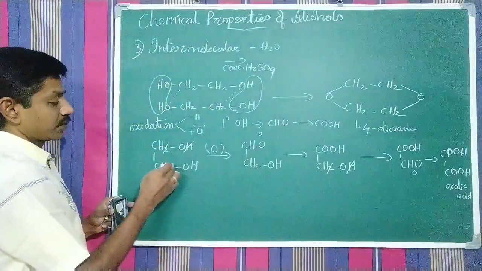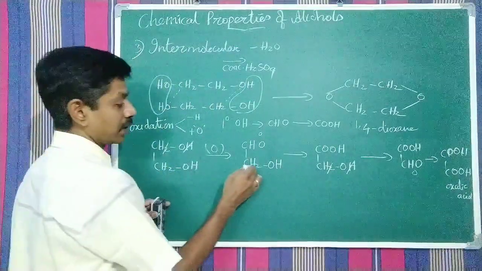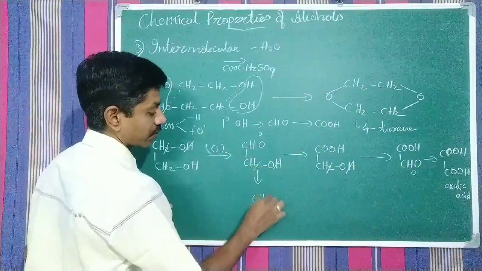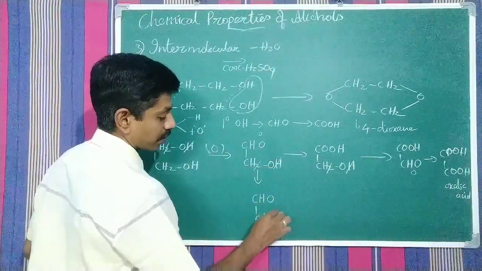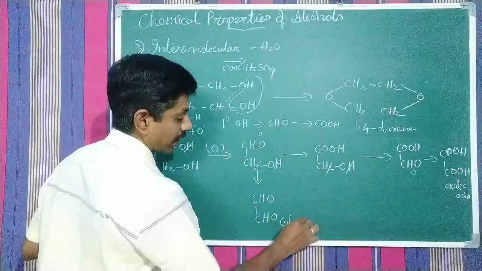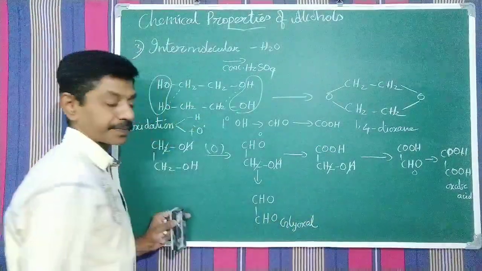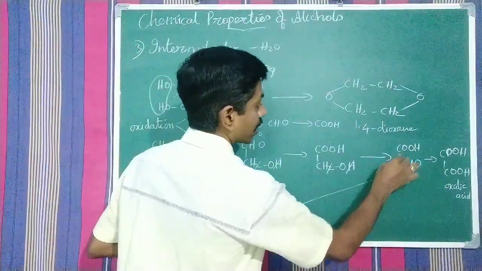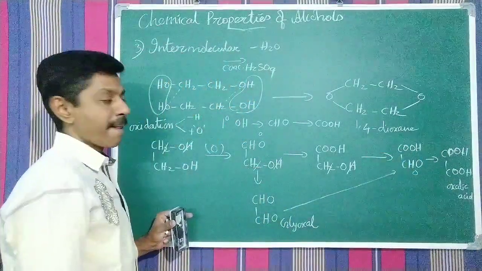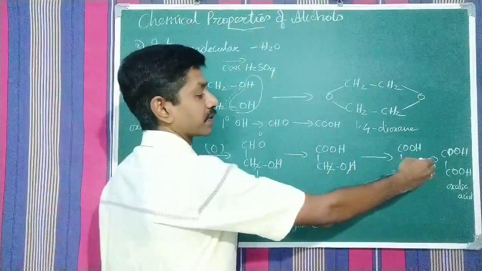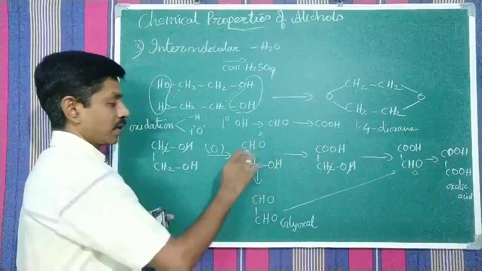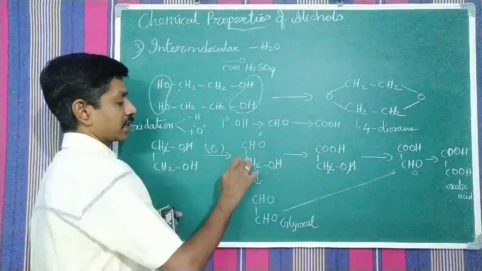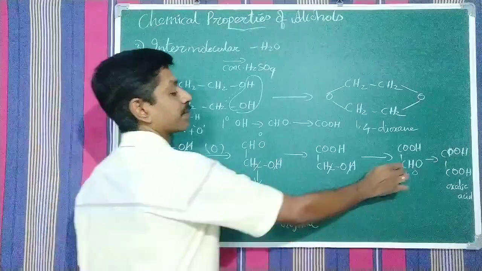And there is one more possibility. This hydrogen and this hydrogen, if you remove, you will get CHO single bond CHO. This is called glyoxal, and this again on oxidation will give you glyoxylic acid. So the steps will continuously proceed toward oxalic acid. If you go with only the first carbon, this will be the route. First carbon, second carbon involved from here, this will be the possibility.